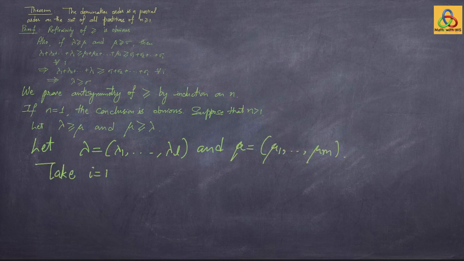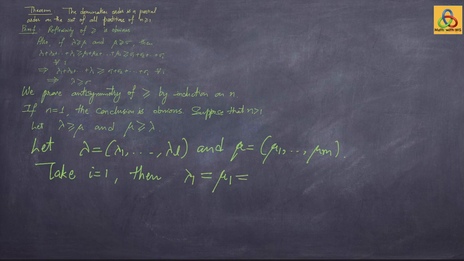Take i equals 1. Then lambda bigger than or equal to mu, and mu bigger than or equal to lambda, implies that lambda 1 is precisely the same as mu 1. Because if we draw the Young diagram, it's saying that the number of boxes in the first row of lambda is bigger than or equal to the number of boxes in the first row of mu and vice versa. But that means the number of boxes in the first row of both lambda and mu is the same. That is, lambda 1 is the same as mu 1.